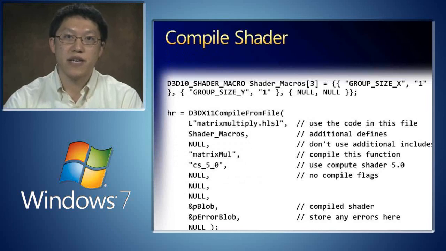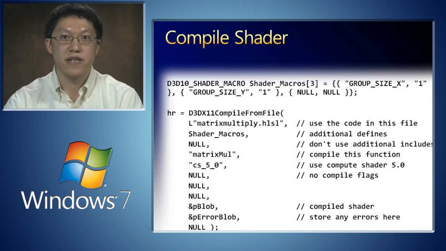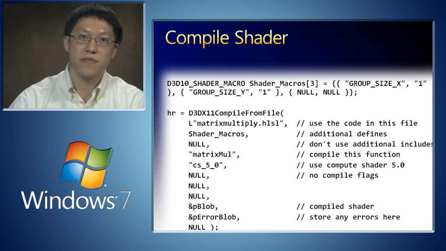Now I need to compile the shader. I'm doing this directly from the shader file. So here I have matrixmultiply.hlsl, and I'm using matrixmul as the entry point. This is the function that I'm calling. And finally, I'm using compute shader version 5.0 as the level I'm targeting.